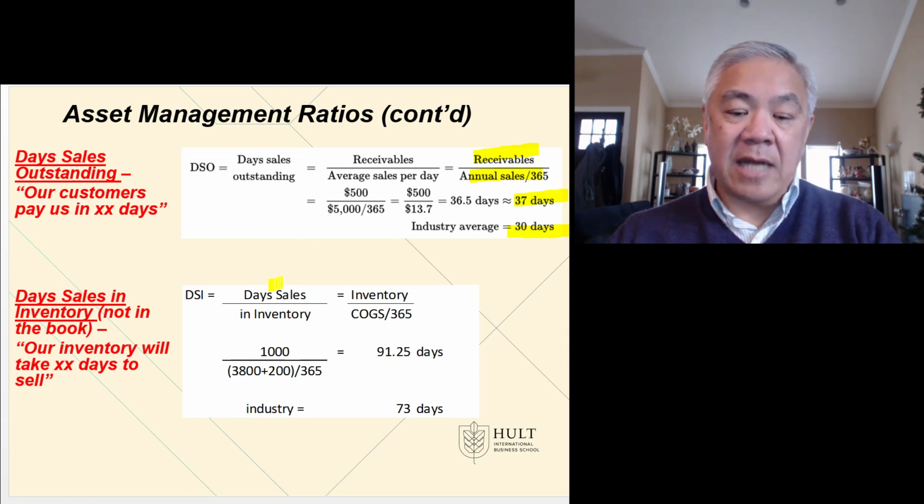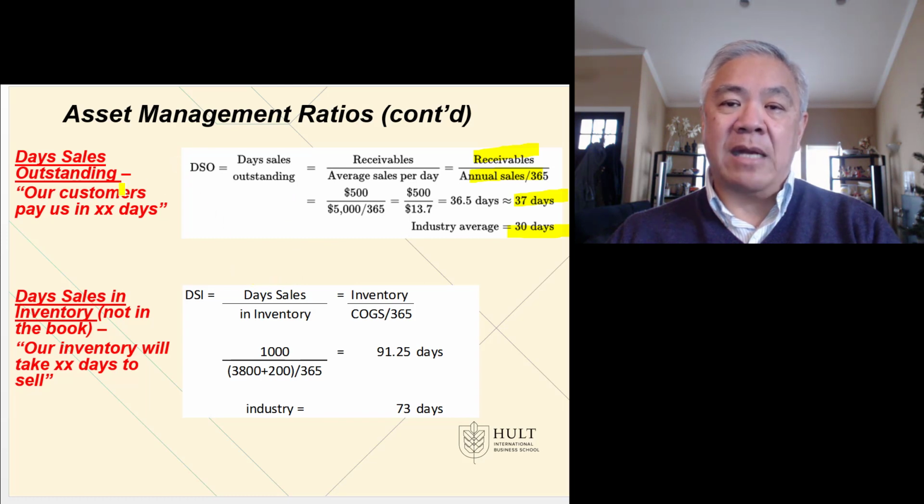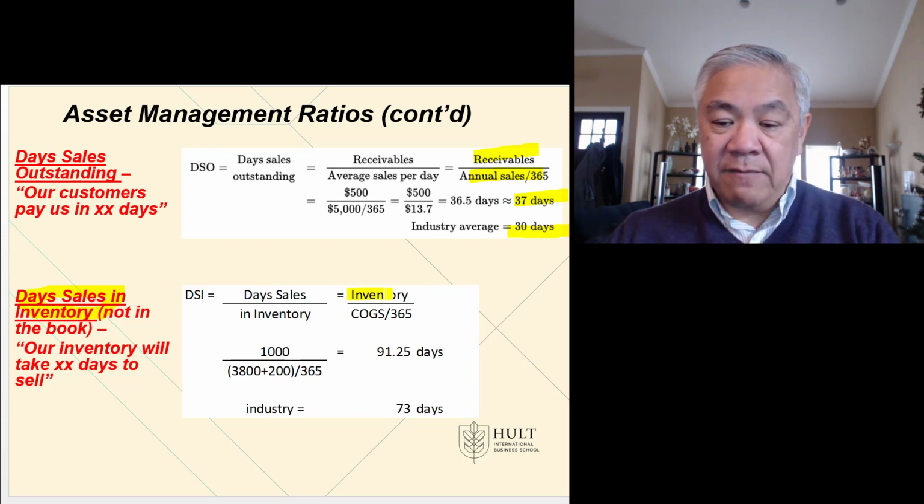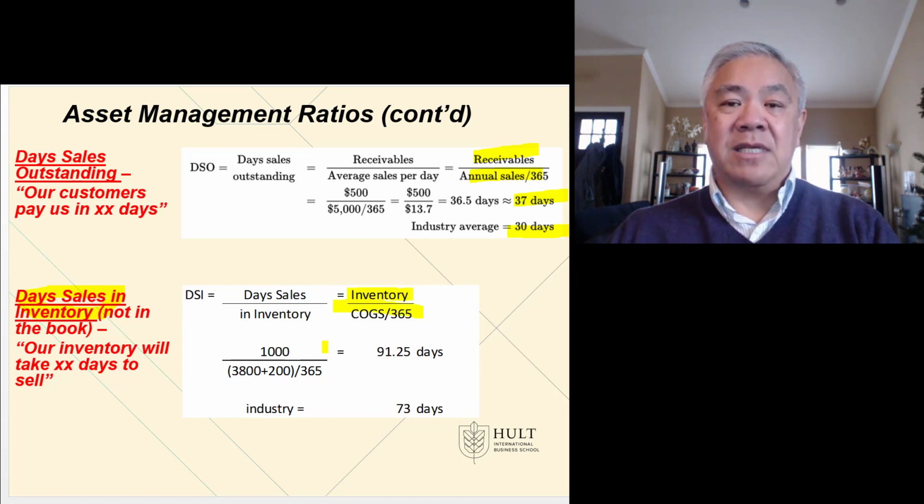The next one is not in the book, but I like the format of this because it's easy to interpret, similar to what we just did in receivables. And it's called days sales in inventory. So again, it's very similar in name and computation, and it answers the question, how long does it take you to sell your inventory? So that's an important question. The formula is inventory, and again, we'll use ending inventory, divided by cost of goods sold, divided by 365.